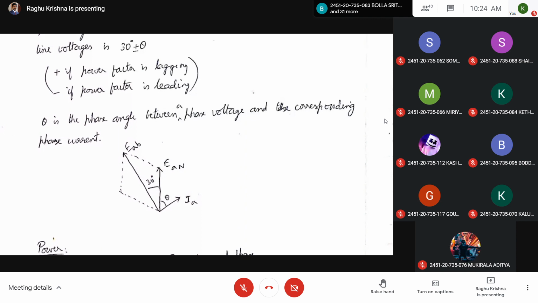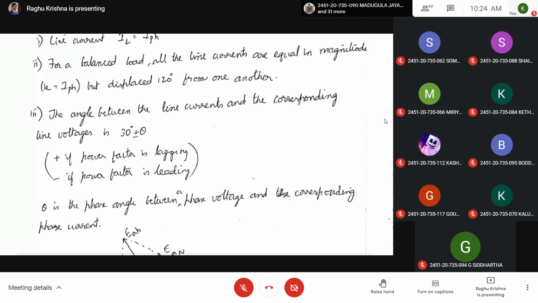So here the angle between the line voltage and the corresponding line current is equal to 30 degrees plus or minus theta. So the third point: the angle between the line currents and the corresponding line voltages is 30 degrees plus or minus theta. Plus sign is taken if the power factor is lagging, minus sign is taken when the power factor is leading.